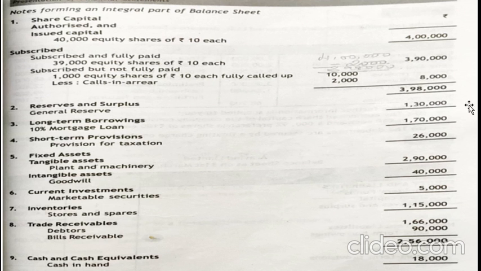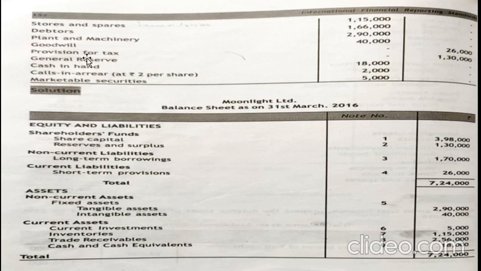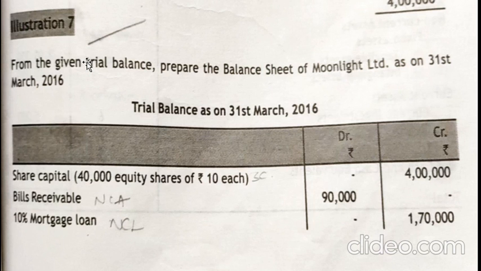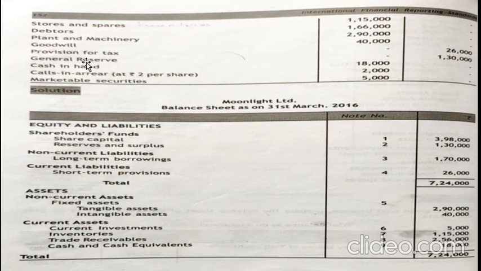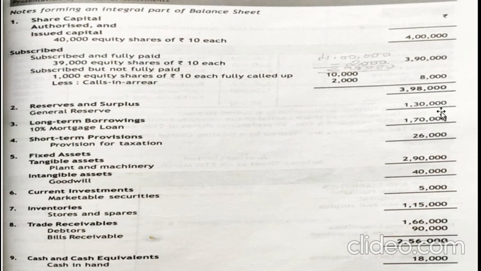We have got 3,98,000. The next calculation as per the balance sheet format is reserves and surplus. In the question you have general reserves. How much is your general reserves, as mentioned in the question? 1,30,000. So we will be taking 1,30,000. Next we have long-term borrowings. Long-term borrowings will be your loan. The mortgage loan is nothing but your long-term borrowings.